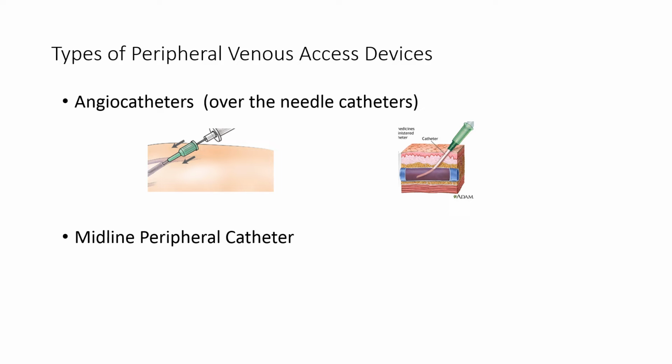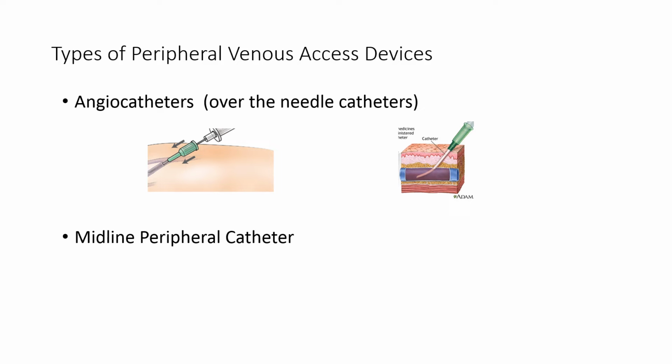When we look at midline peripheral catheters, these are different than our peripheral venous access devices, our angiocatheters, in the fact that they're longer in length. They're about 6 inches long. But these too are flexible catheters. They're usually inserted into the antecubital fossa and then advanced into the larger vessels of the upper arm for greater hemodilution. It's about 6 inches long, and it can remain in use for a longer period of time.